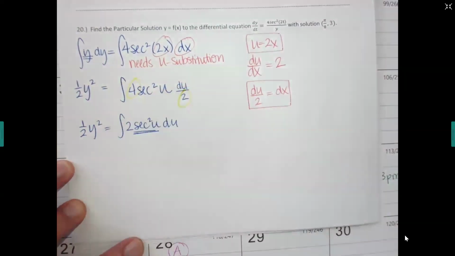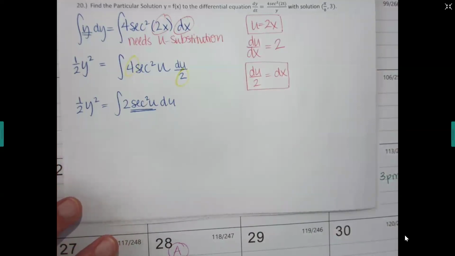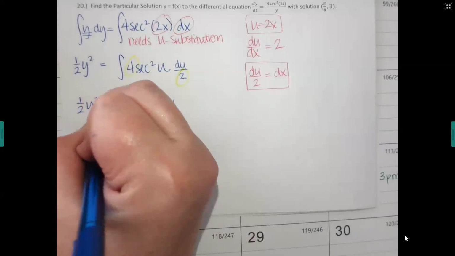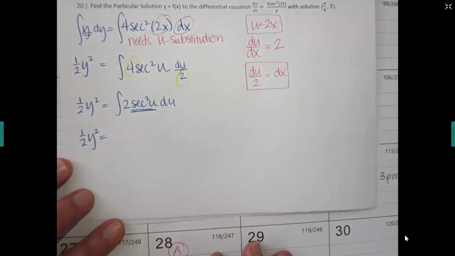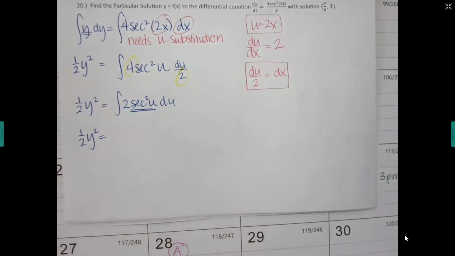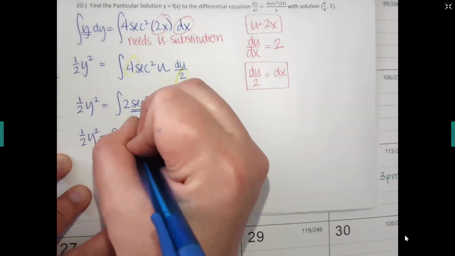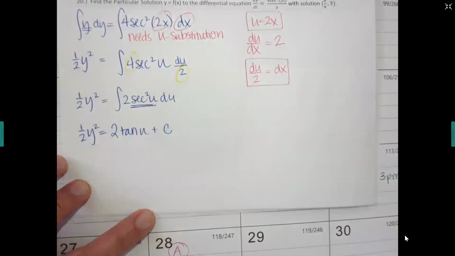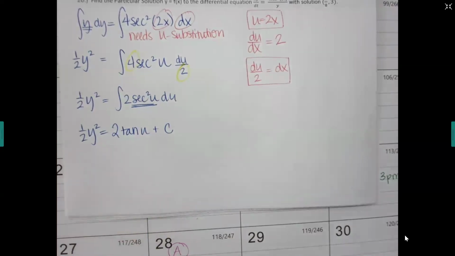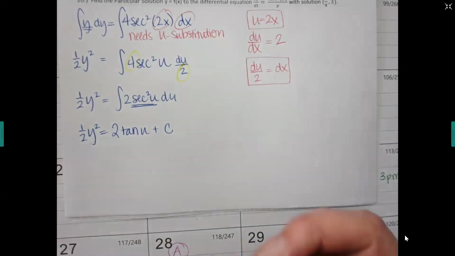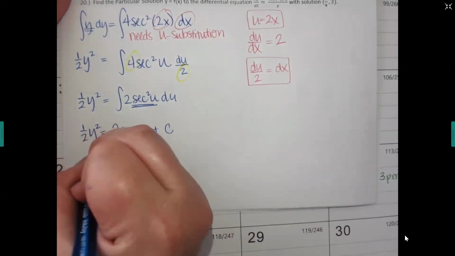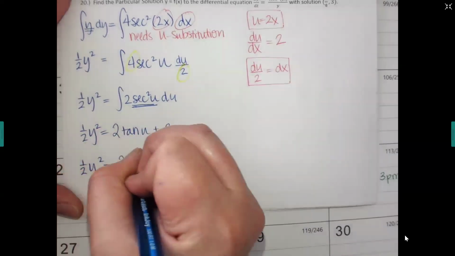And this is a rule. Does anyone remember the integral of secant squared? And wow, good memory. Okay, so the integral of secant squared goes back to tan, because the derivative of tan is secant squared, then the antiderivative of secant squared is tan. So it'd be 2 tan u plus c. And then remember, you would take your u and pop the 2x back into that spot. So it'd be 1/2 y squared equals 2 tan 2x.